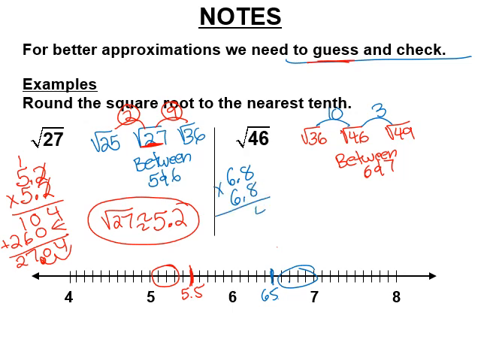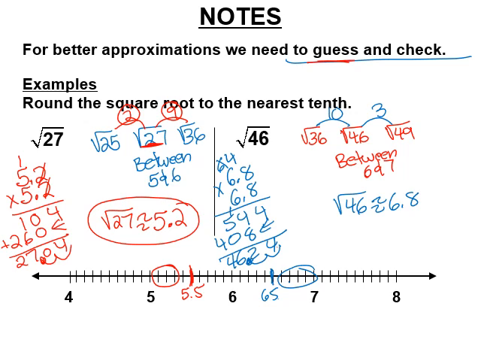8 times 8 is 64. 8 times 6 is 48. Plus 6 is 54. 8 times 6 is still 48. Sorry. 6 times 6 is 36. Plus 4 is 40. And look at that. We move the decimal twice. 6.8 times 6.8, or 6.8 squared, is really close to 46. So let's say the square root of 46 is approximately 6.8.